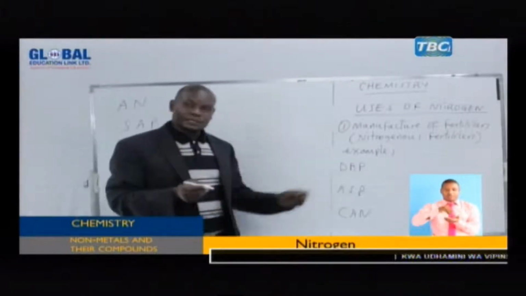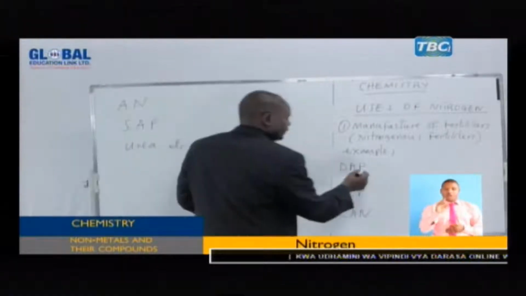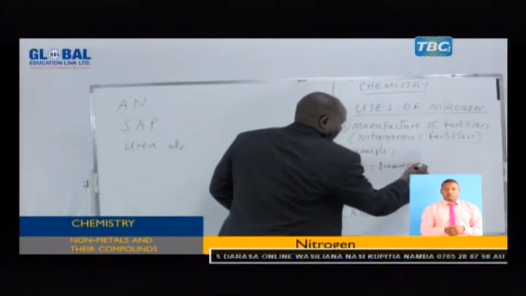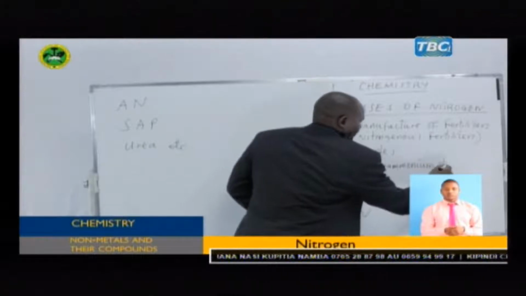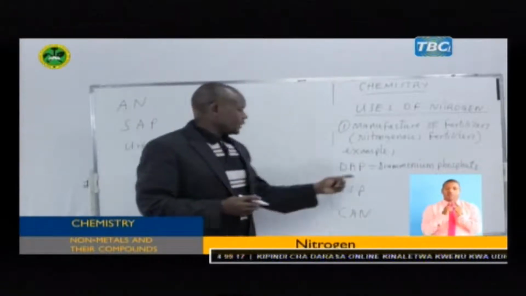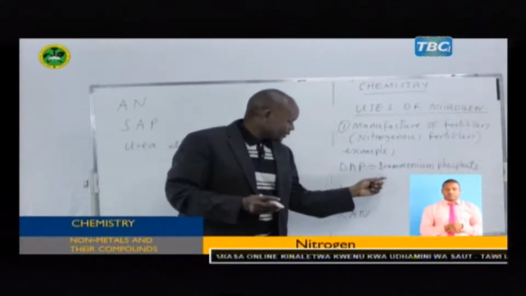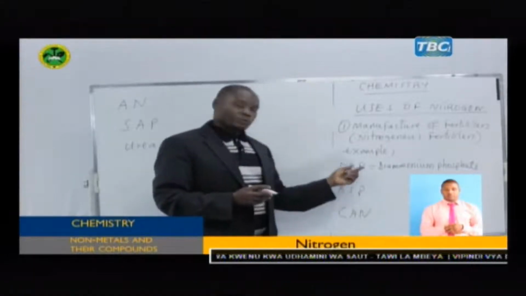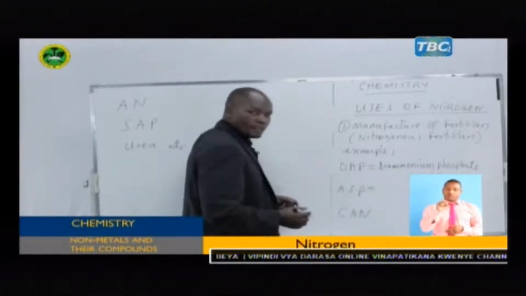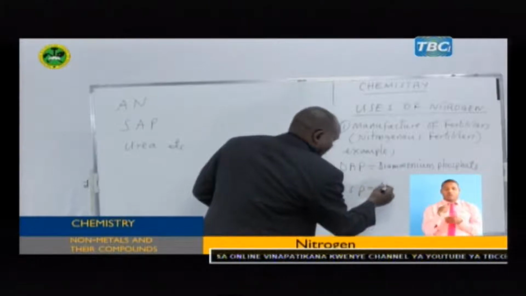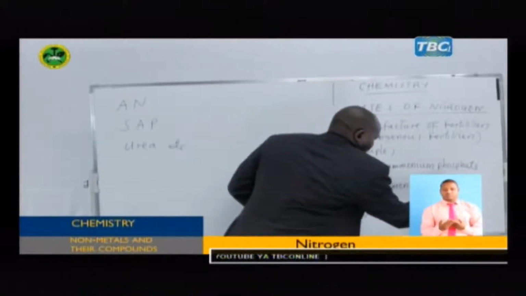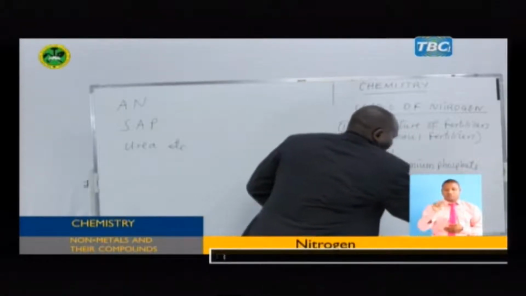Now, what does DAP stand for? DAP stands for diammonium phosphate. Diammonium phosphate is a fertilizer used for planting and for nutrition of plants. Now we have ASP. ASP stands for ammonium sulfate phosphate.